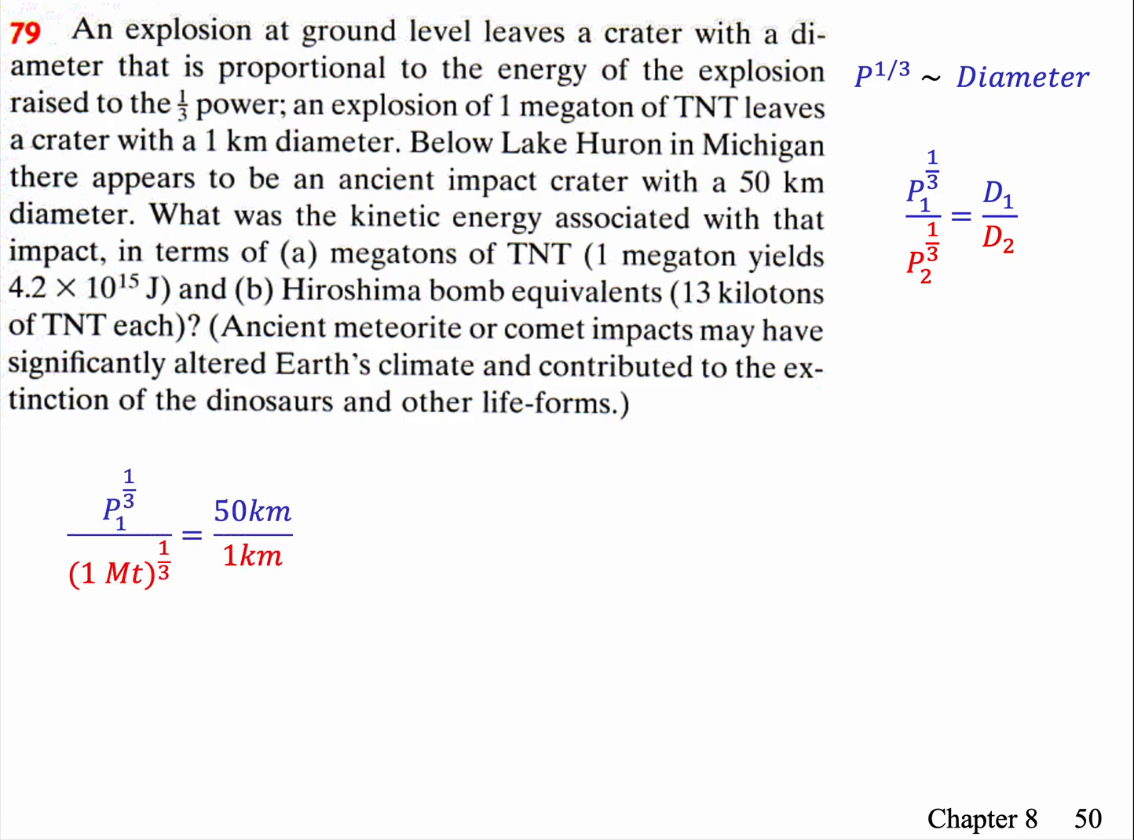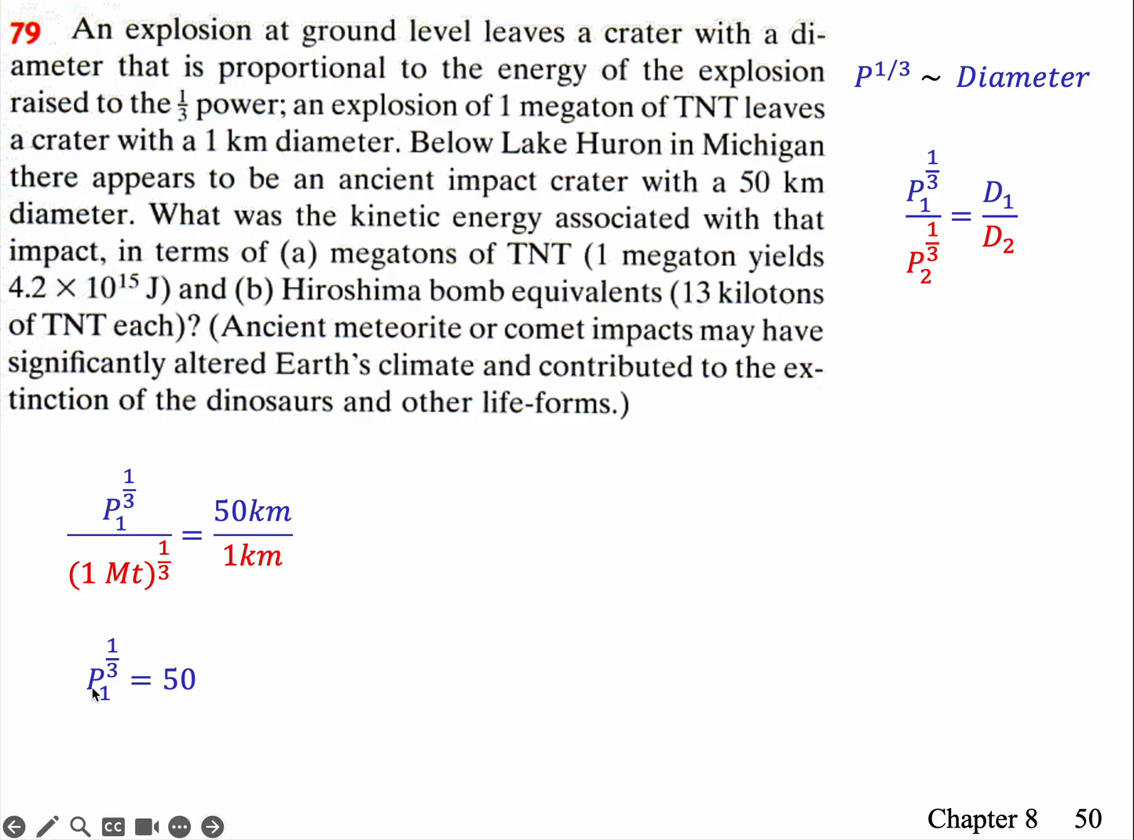What do we know? Well, we know 1 megaton raised to 1/3 power produces a 1-kilometer diameter crater. And we're trying to figure out what power raised to 1/3 power produces a 50-kilometer diameter crater. The beautiful thing about this, 1 raised to the 1/3, I'm going to leave out the m here and just assume that this power up here is also in megatons. 1 to the 1/3 power is, of course, 1. And I'm going to drop the units here again just for convenience. And that just gives us this.